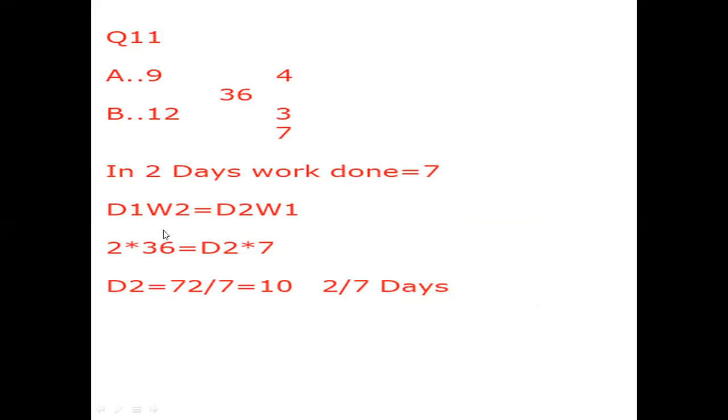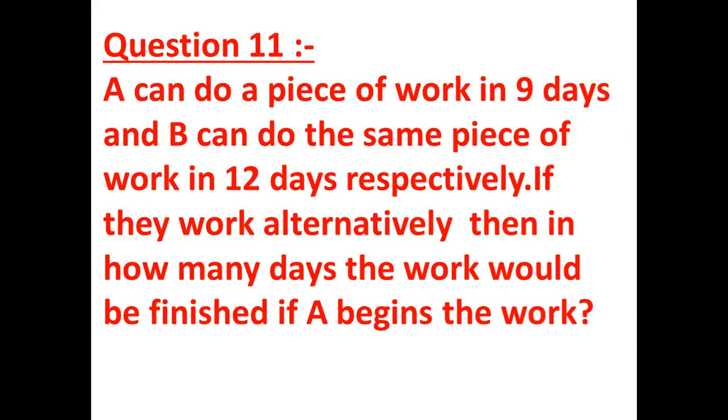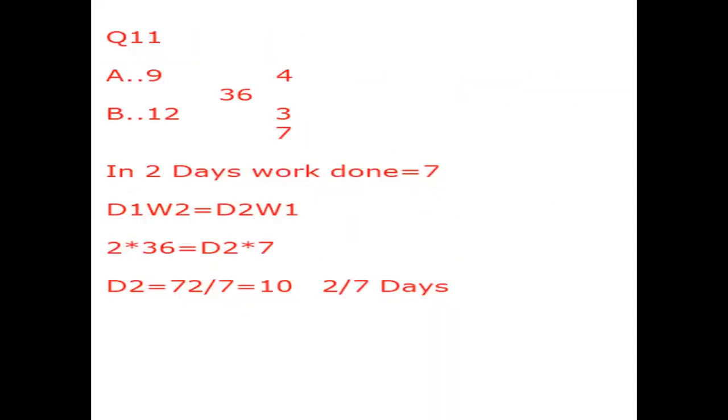Initially, what is happening in 2 days? Okay. D1 W2 equals D2 W1. D1 is 2 and W1 is 7, and then W2 is 36. We have used that third formula here. So using this formula, you can find the number of days. Let's come back to the question once again. In how many days would the work be finished if A begins the work? A is starting.